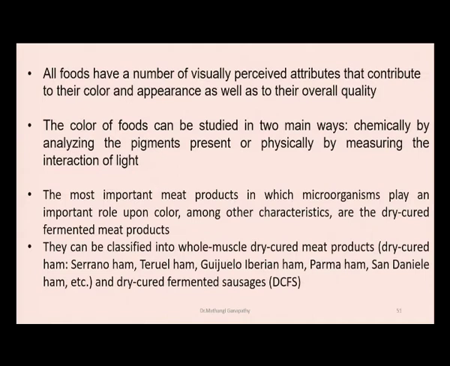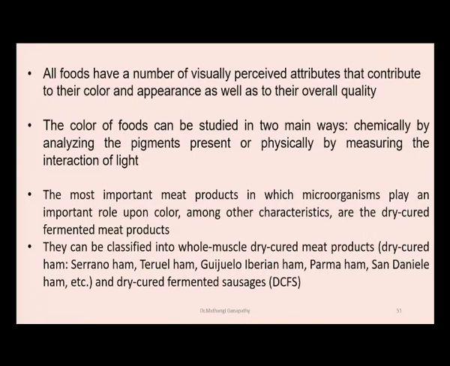And this color can also be influenced by the type of fermentation process. How do we study which is the most appropriate color, the one which most of the consumers accept? There are two ways of looking at this. One is by chemical analysis, that is analyzing the pigments which are present, or physically by the interaction of light. And in many foods, especially in meat products, the presence of the microbes and their metabolites plays a very important role in the development of the color along with the other characteristics.